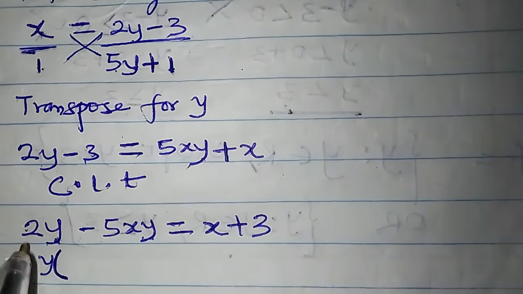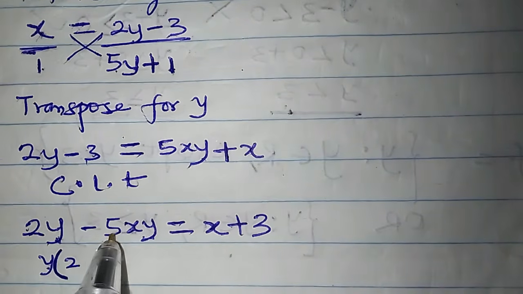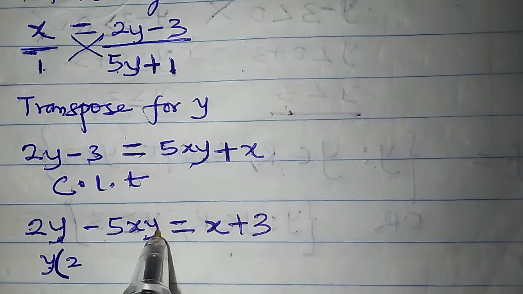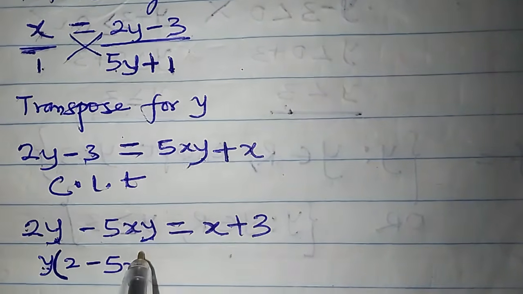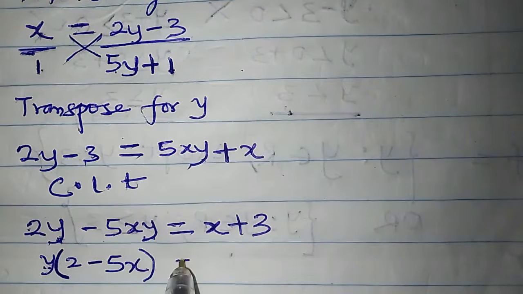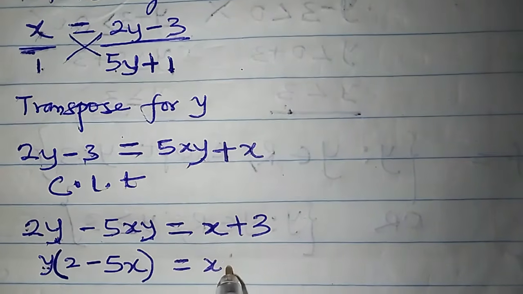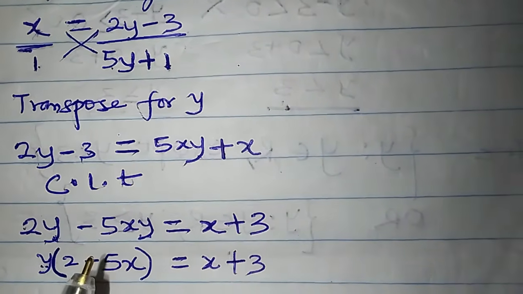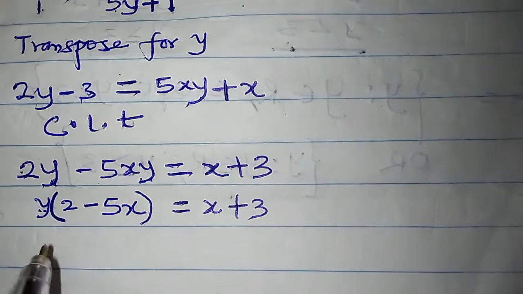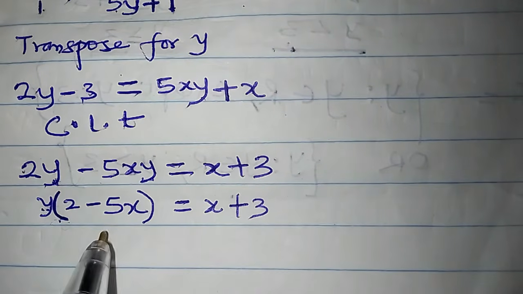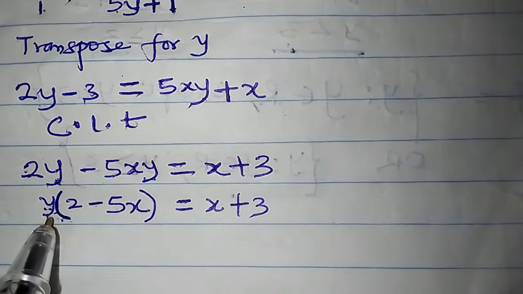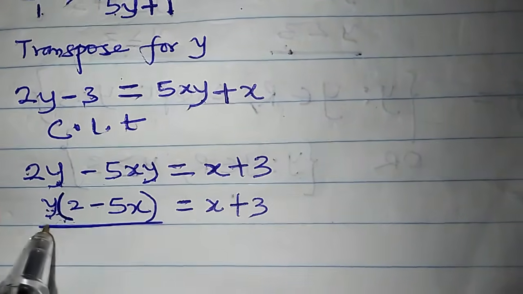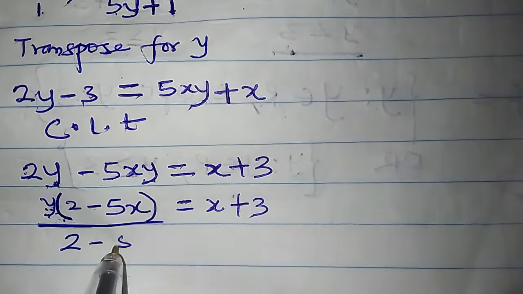Open a bracket. 2y divided by y is 2. Minus 5xy divided by y is minus 5x. Close the bracket. Equal to x plus 3. We are looking for y. So we have to remove what is attached to the y. This is 2 minus 5x times y. To remove it, we'll divide both sides by 2 minus 5x.